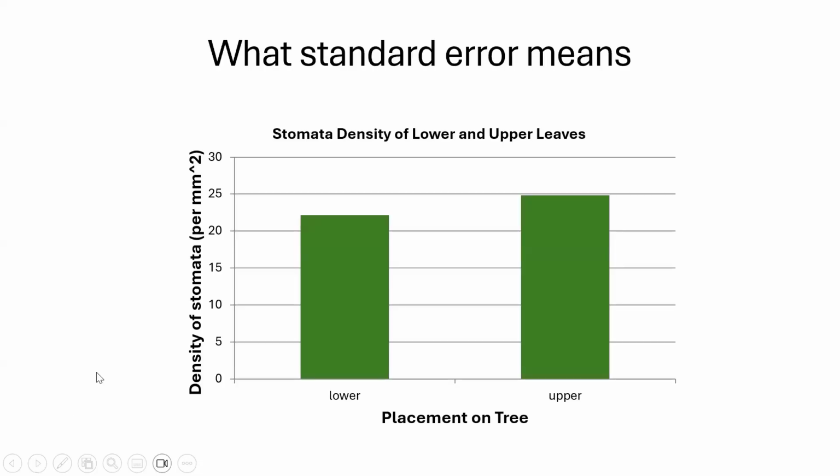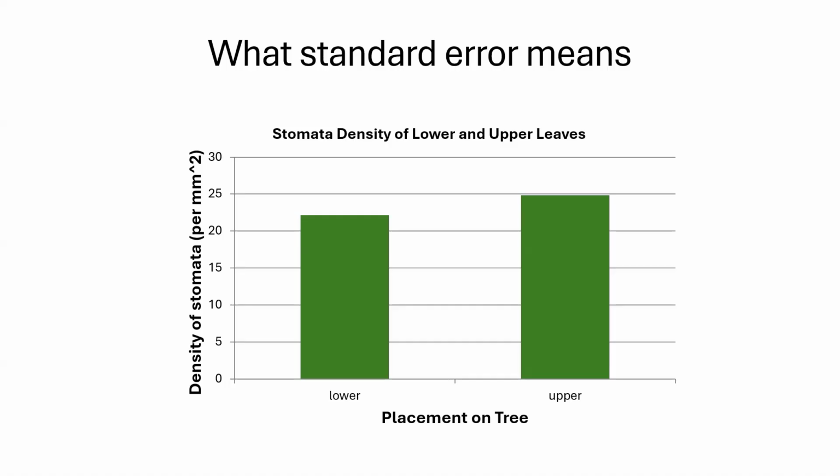Let's take a look at this graph. In this graph, we have the stomata density of lower and upper leaves on a tree. Stomata are little cells on the underside of a leaf that allow the carbon dioxide to go in and allow the oxygen to go out of the leaf. And in this study, students were looking at whether leaves lower to the ground or higher above the ground on the tree had a greater or lesser stomata density.